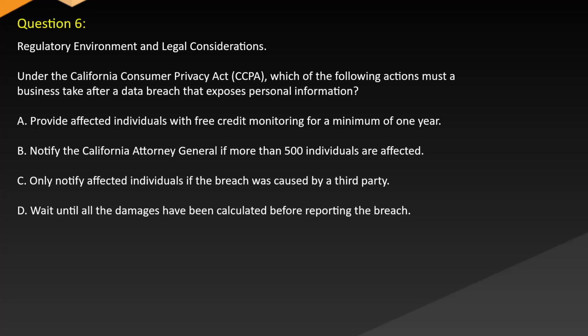A. Provide affected individuals with free credit monitoring for a minimum of 1 year. B. Notify the California Attorney General if more than 500 individuals are affected. C. Only notify affected individuals if the breach was caused by a third party. D. Wait until all the damages have been calculated before reporting the breach.